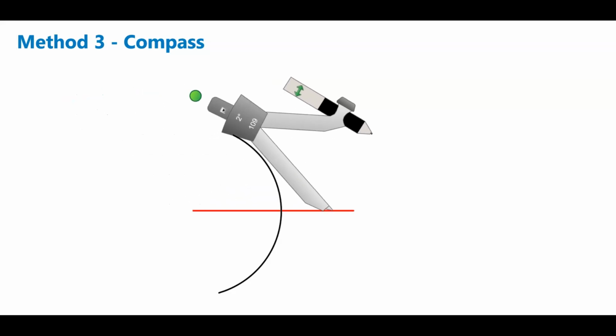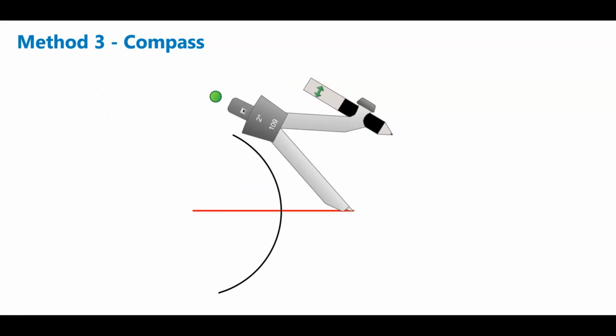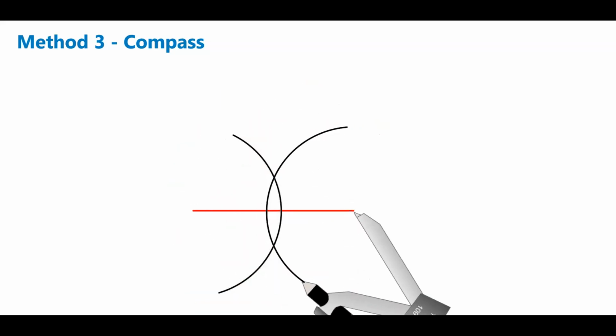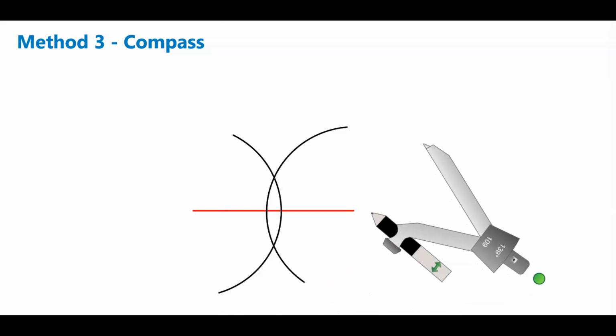Slide the compass over to the other endpoint. There we go. Make another arc, and make sure that the two arcs overlap. Now all you have to do is draw a line to connect where the two arcs intersect, like so. The blue line is a perpendicular bisector of the red line.